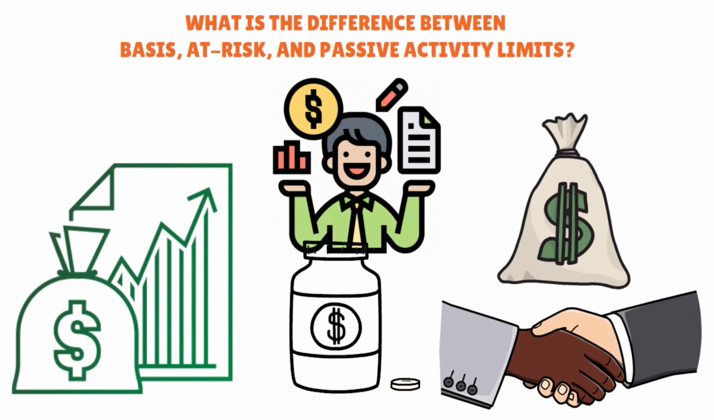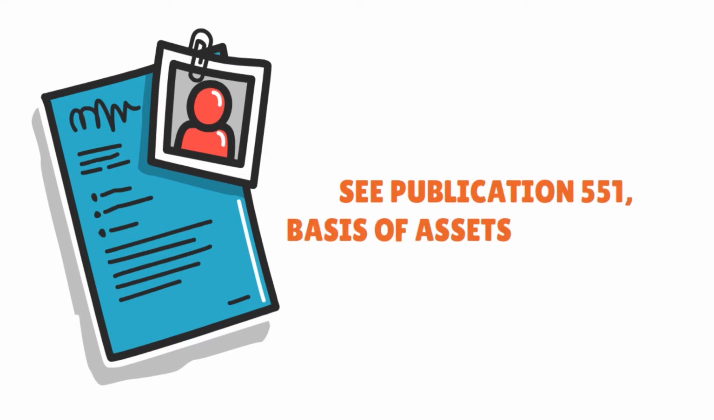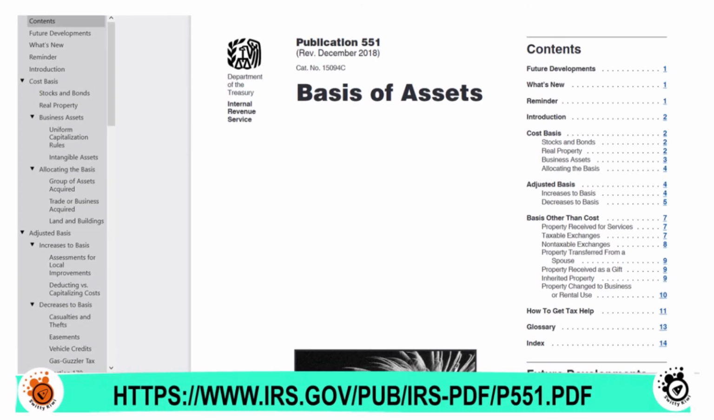Now, losses that are suspended due to the lack of basis are carried forward on the basis worksheet. They will not show on any other form or schedule until the year the basis is restored. Then they will carry to the appropriate forms along with any current year status and amount. If you need more info, you could go to Publication 551, Basis of Assets. We're showing you on the screen the publication as well as the link.